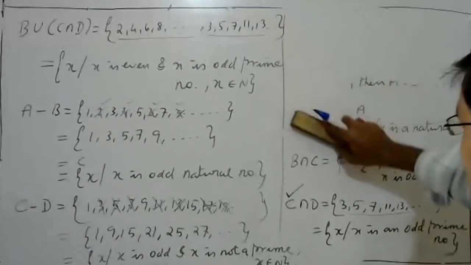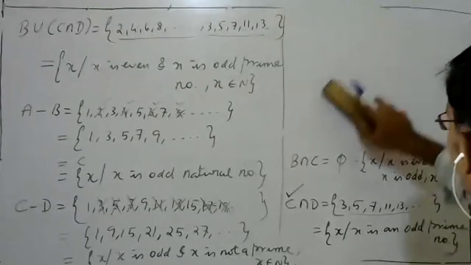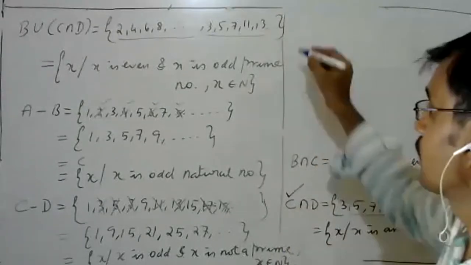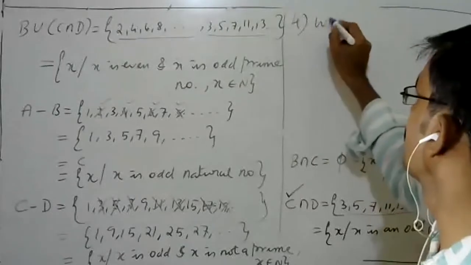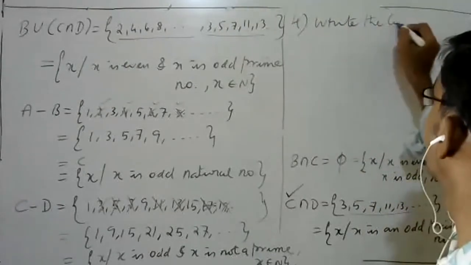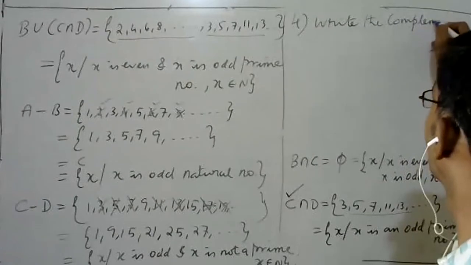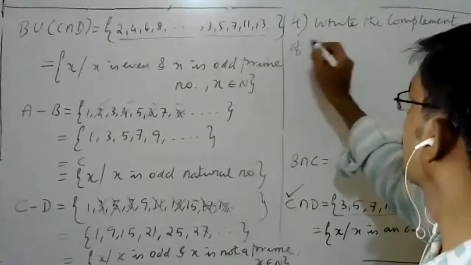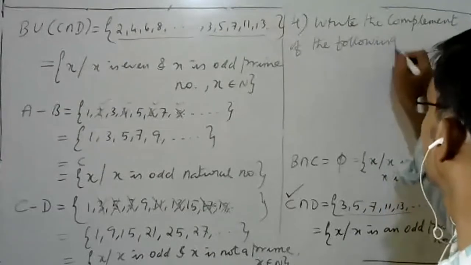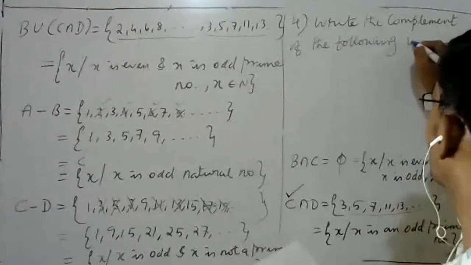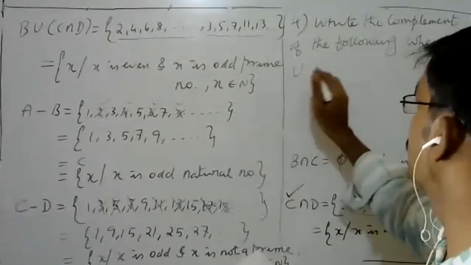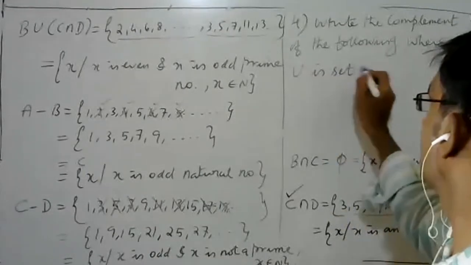Please take this. Next we will discuss the complement of sets, how to find out the complement. Okay, the question is the fourth one. Write the complement of the following, where U is the set of all natural numbers.